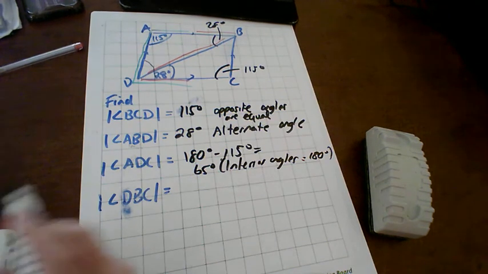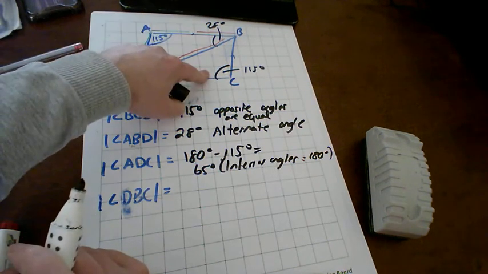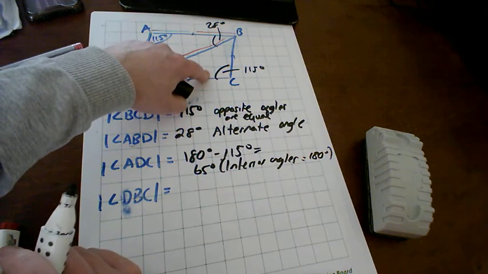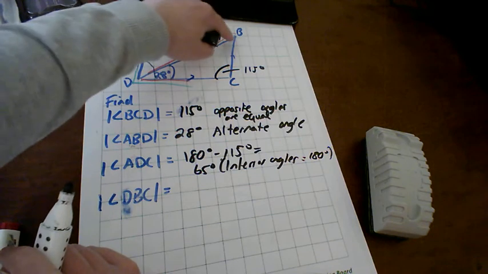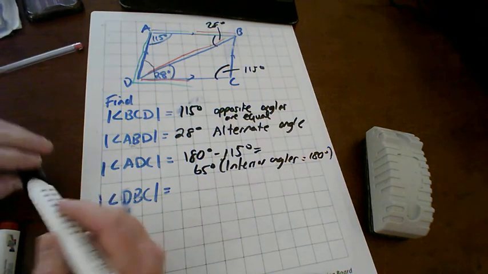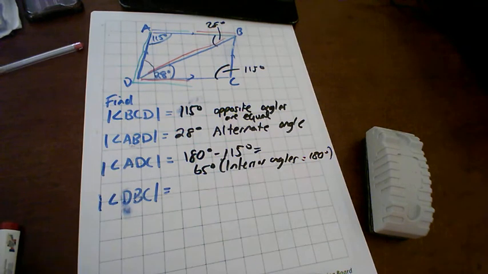Another way you could have done that, you could have added these two to get 230, taken them away from 360, that gives us 130, and then divided by 2, and that angle there would be half of that angle, so we divide 130 by 2, 65. So either way, there's more than one way to do these a lot of the time.